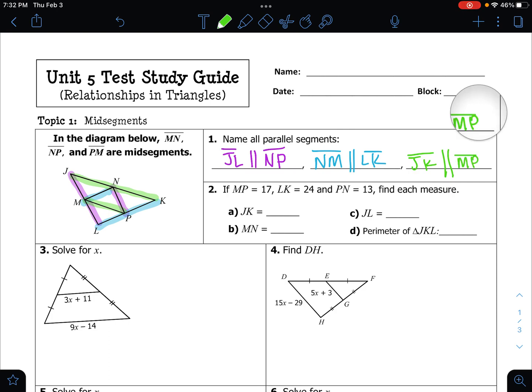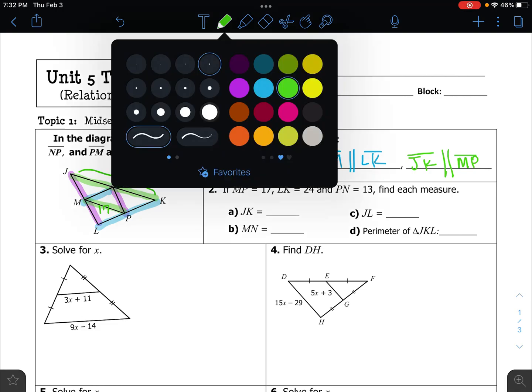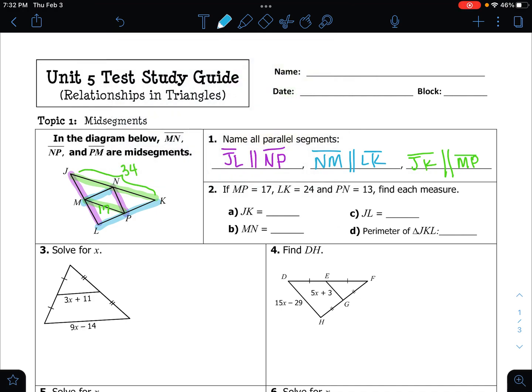And for number 2, it says if MP equals 17. Let me just attend to that 17. So if MP is 17, I know that this whole thing from J to K is 2 times 17, which is 34. And then next it says LK is 24. So if that's 24, that means MN has to be 12, because that's going to be divided by 2 since it's getting smaller. And then last but not least, PN is 13. We're going to double that, multiply by 2, for 26.